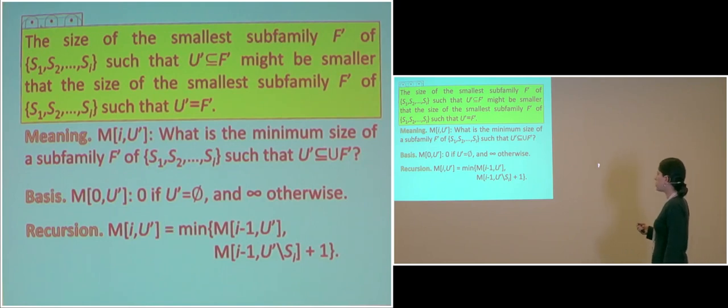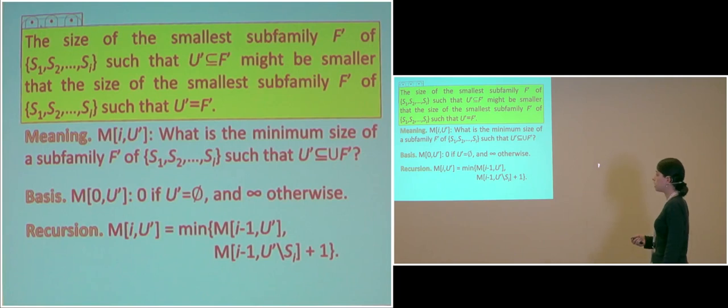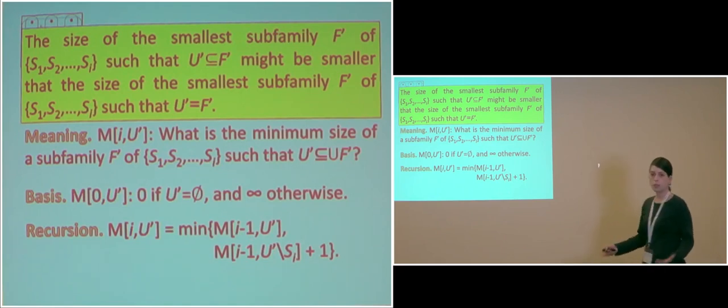And this is what we need to do, because if you look at the entry M[i, U prime], when we cover all of the elements of U prime, and suppose we want to use the set Si in order to cover them together with other sets, then when we look at U prime minus Si, it might be that in order to cover these sets, we need to use again elements from Si, because the sets in F that will cover this subuniverse, the elements in Si repeat. So we want to allow this.